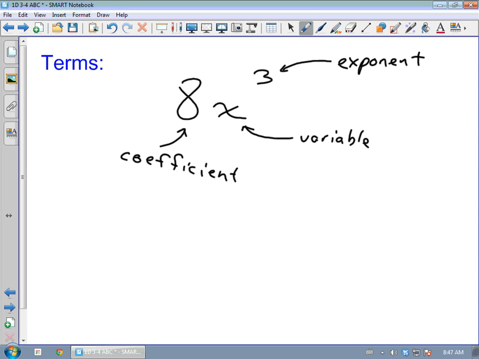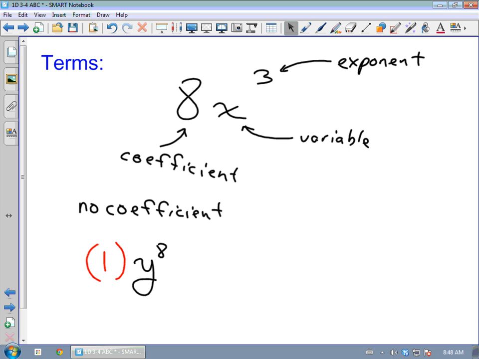Now we can have a term that has no coefficient. We could just see something like y to the power of 8. When we don't see a number out front, when we don't see a coefficient, what do we assume that coefficient is? We assume that there is a 1 there. We usually don't write it, but I'll just put it in brackets like this in a different color. So we assume that there's a 1 there if we don't see the coefficient.